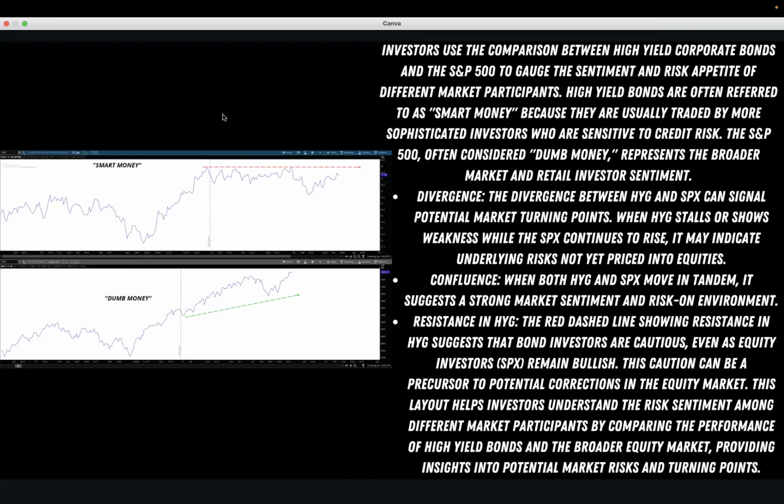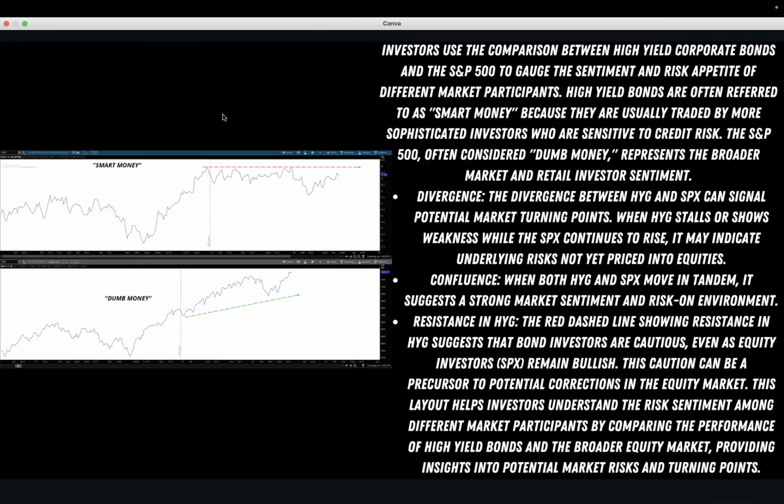Now, you can also use this chart for confluence. When both the HYG and the SPX move in tandem, it really suggests a strong market sentiment and a risk-on environment if they're both moving in the upwards direction. If they're both moving in the downwards direction, it really suggests strong confluence that, hey, we're in a very risk-off environment, right?